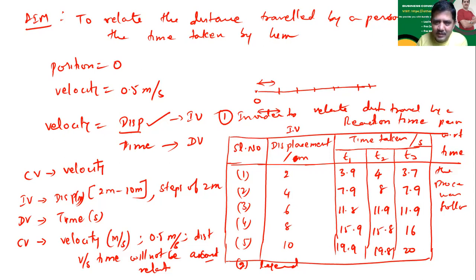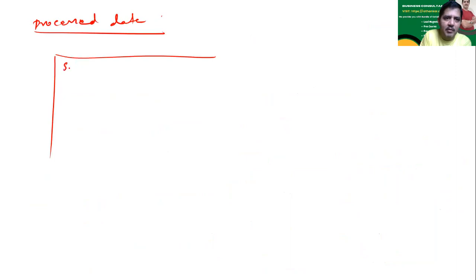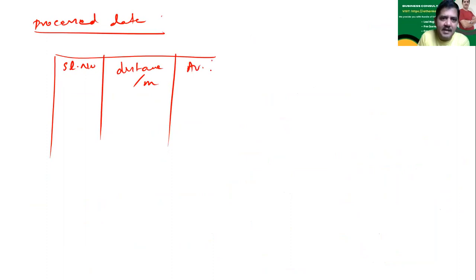The bonus is, now this is your raw data. Next, you are going to process this data. What is processing of data? So you are going to write processed data. What are you going to do for a processed data? You are going to write one more table. Write SL number, distance or displacement, whatever it is you have written earlier, in meters, and then average time. And then after that, velocity in meter per second.